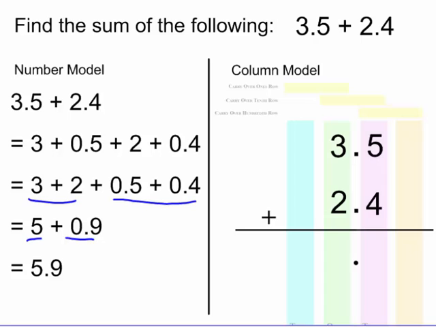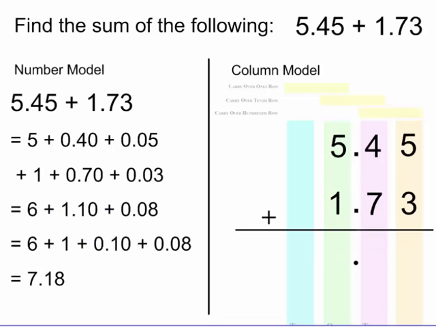If I come over to the column model, all of the strategies we've learned for larger numbers still apply for smaller numbers. I'm going to have single digits in each one of these columns. I can still have carryover. So when I add up the 5 plus the 4 in the tenths column, I end up with a 9. And when I add up the 3 plus the 2 in the ones column, I end up with a 5. So there was no carryover in this example. It's a fairly quick solution to find with the column model.